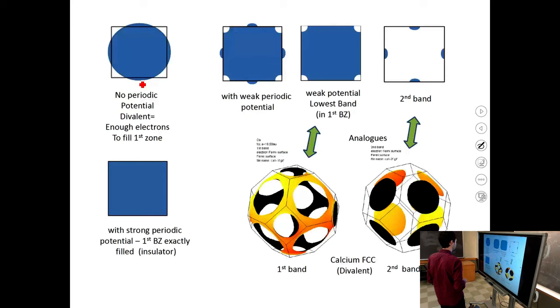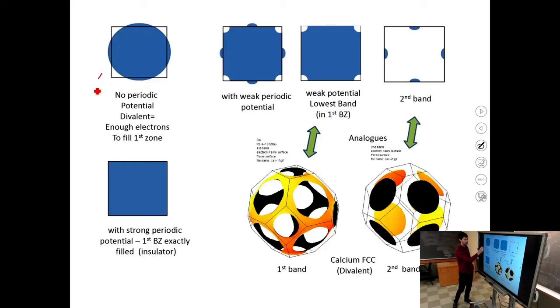Well, this is basically what happens. Let's look at the picture in the upper left. We have now a toy model with a simple two-dimensional square lattice again, and the black square was the first Brillouin zone volume, area, size. And now the blue circle has the exact same area in this case. So we have enough electrons to fill completely the black square.